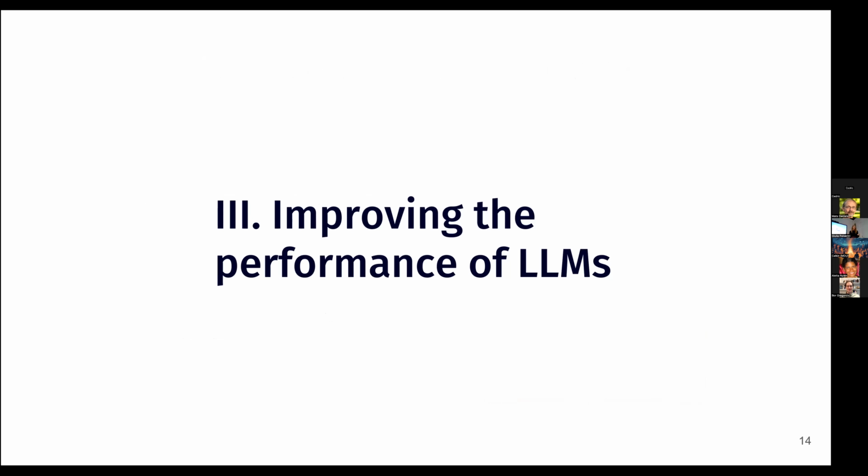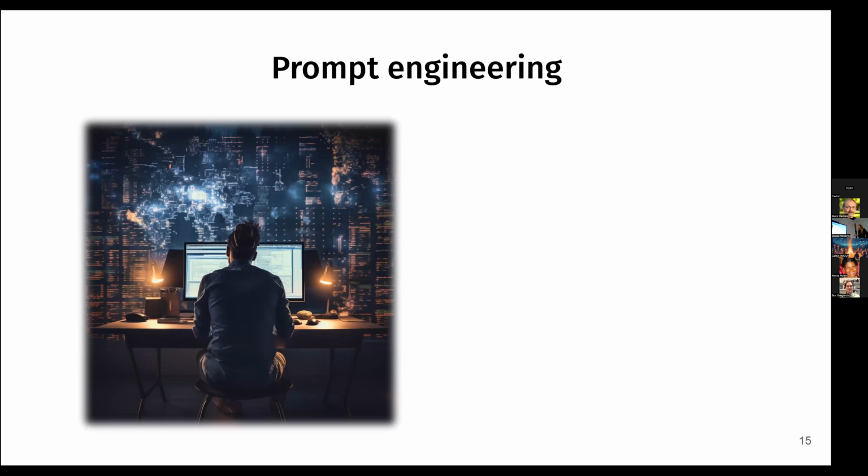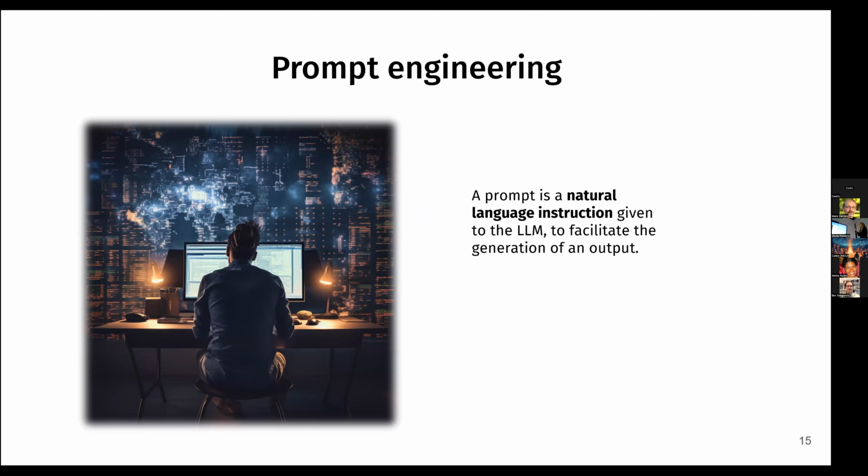Okay, so there might be several ways. The one that we approached in this paper is related to learning how to prompt better. And so we enter the domain of prompt engineering, which is, let's say, an empirical science. A prompt is a natural language instruction given to the large language model to facilitate the generation of an output. And how we prompt highly impacts the output that we get. And prompting is totally not trivial. First of all, because there are no fixed rules. And secondly, as I was saying a little bit before, we don't precisely know what the AI needs to understand what we want it to do.